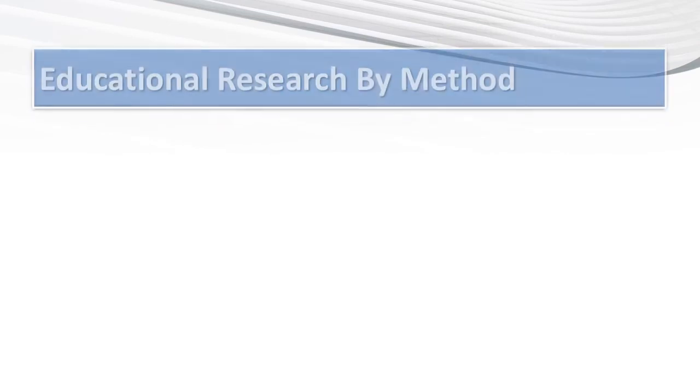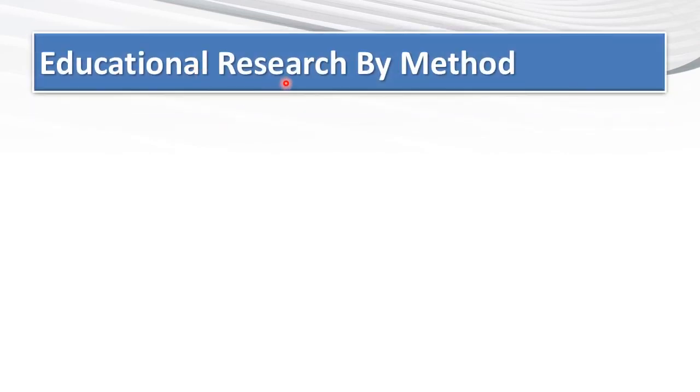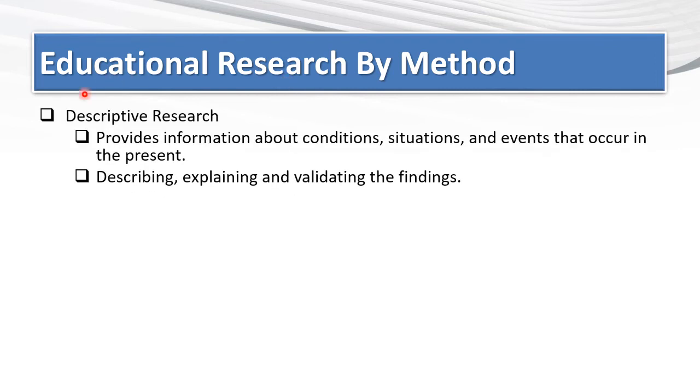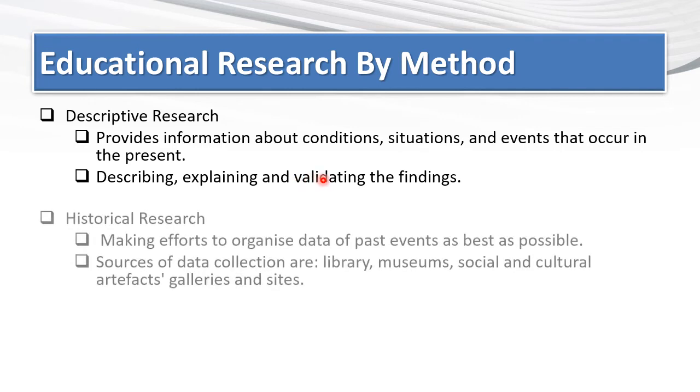We'll be looking at educational research by method. Educational research by method can either be descriptive. A descriptive research provides information in the present, and that information can be about conditions, situations, or events. But like I said, it must be in the present. Descriptive research deals with just describing, explaining, and validating the findings.